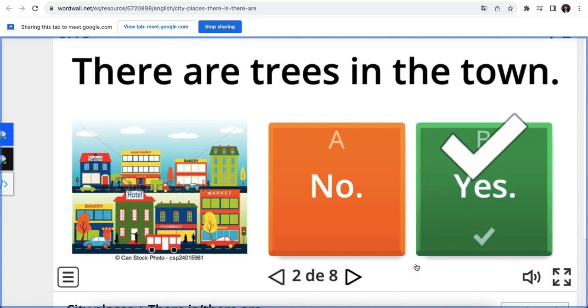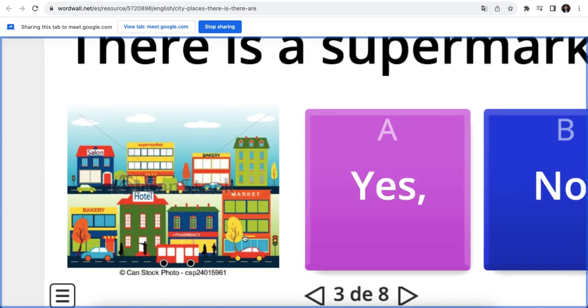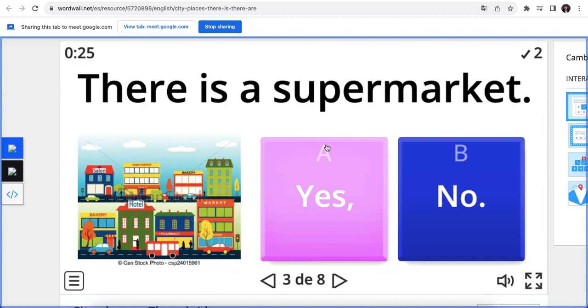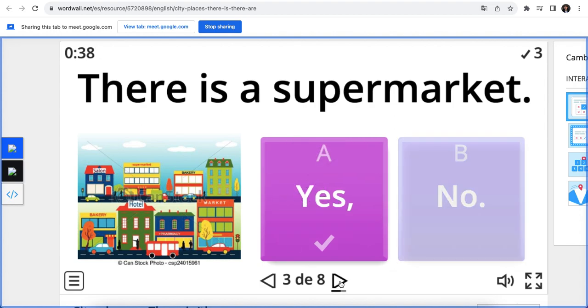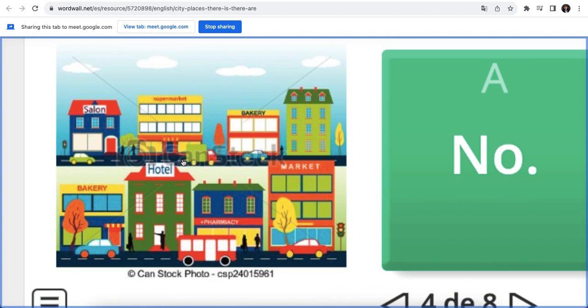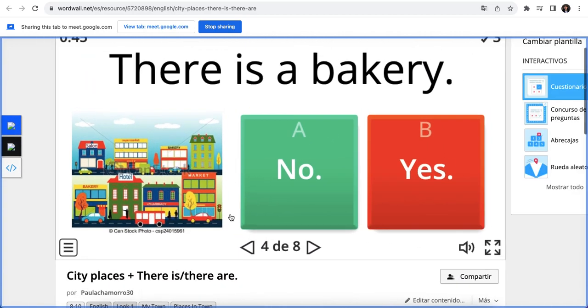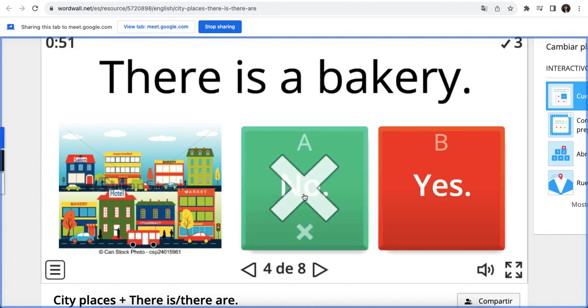Yes. Good. Trees, que son los árboles, ¿no? Entonces aquí vemos 1, 2, 3, 4, 5. Excuse me. There is a supermarket. Yes, there is one supermarket. Yeah. There is a bakery. No. Okay. Yes. Hay dos, ¿sí?